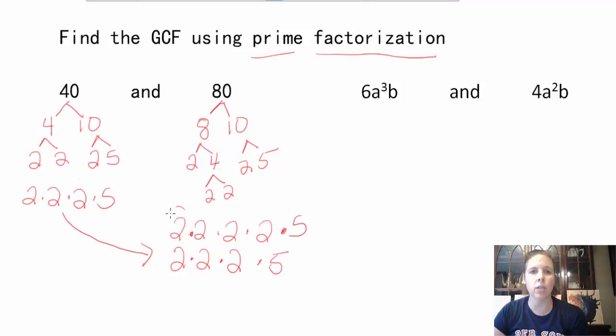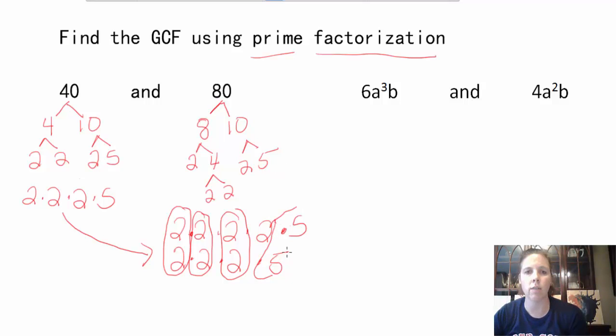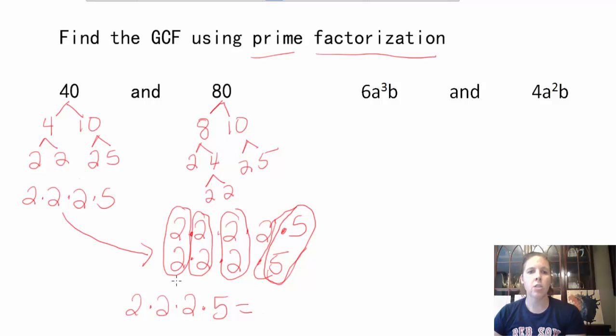So what you're going to do is circle the pairs. My marker is not working for me very well. There we go. So we have 2 times 2 times 2 times 5. So 2 times 2 is 4, 4 times 2 is 8, 8 times 5 is 40.